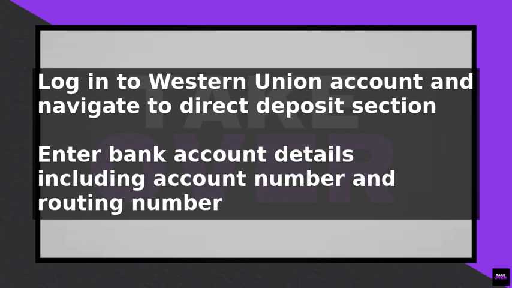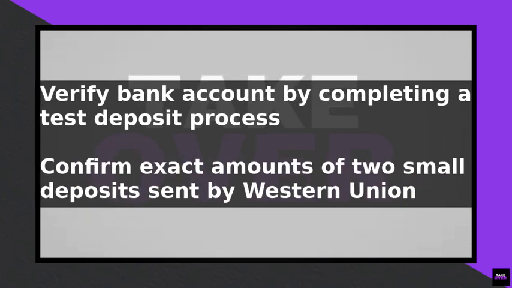After verifying your bank account, you will need to set up your direct deposit preferences. This includes choosing the type of transactions you want to receive via direct deposit, such as money transfers or bill payments. You can also set up automatic transfers to your bank account, which will save you time and effort in the long run. It is essential to review and confirm all the details before submitting your direct deposit setup.